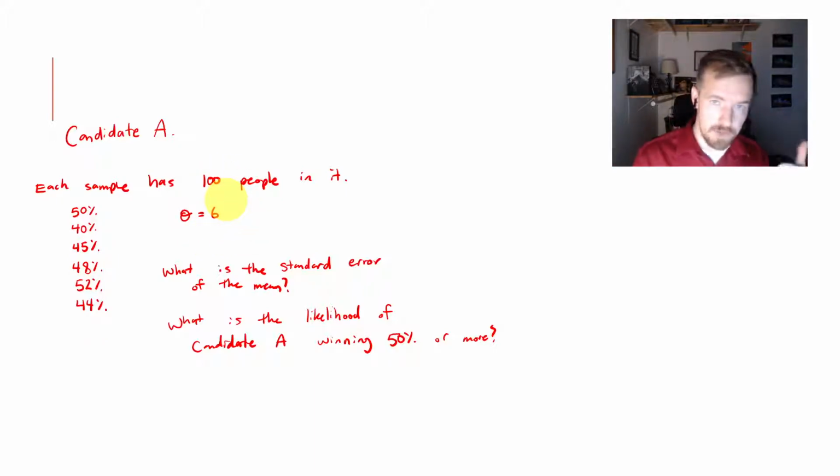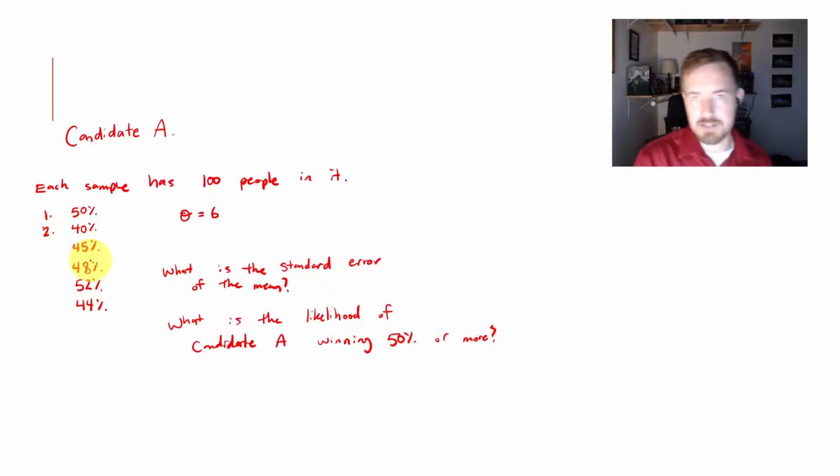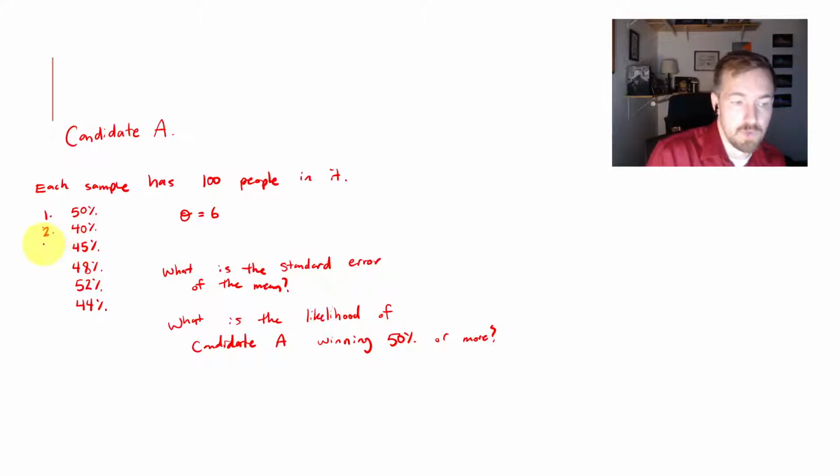And so we called them up and we said, are you going to vote for candidate A or candidate B? In the first sample, 50% of people said they would vote for candidate A. In the second sample, 40% of people said they would. Then 45 in the fourth sample, 48, 52, and 44.